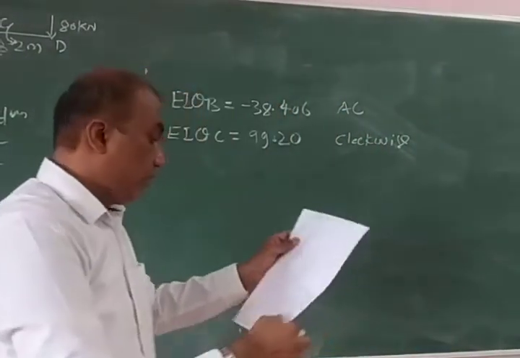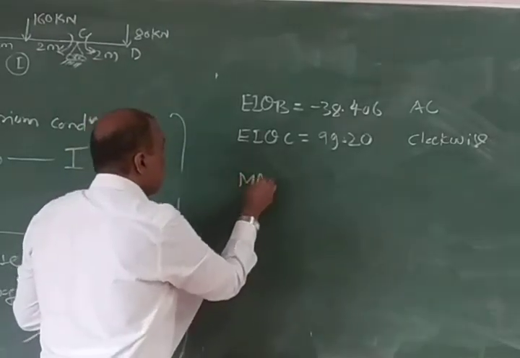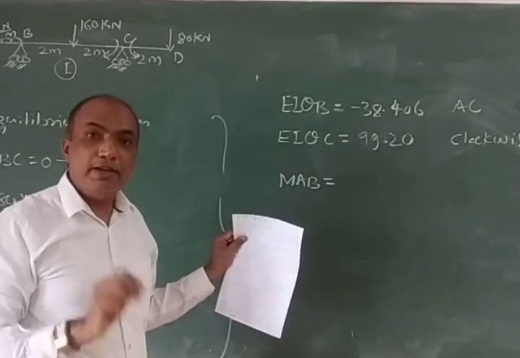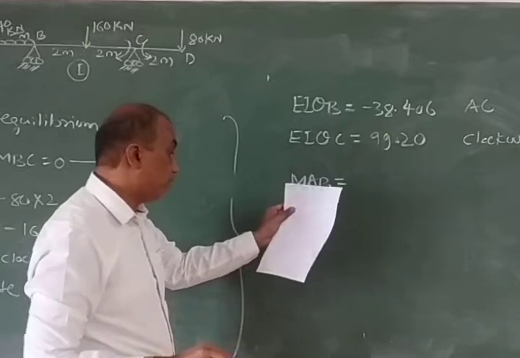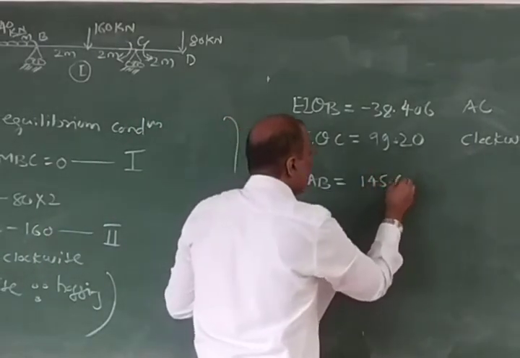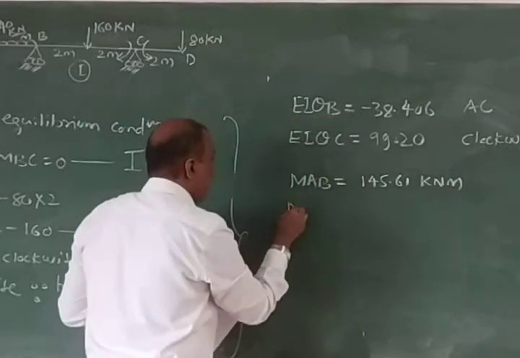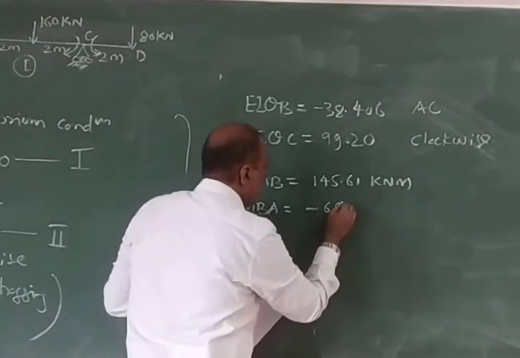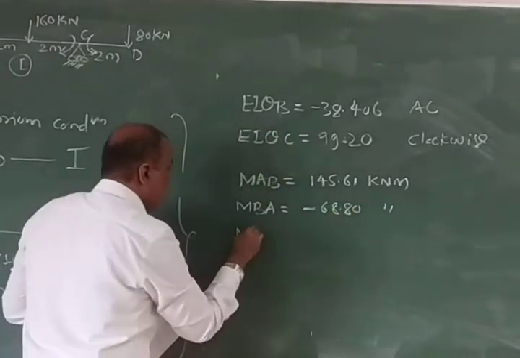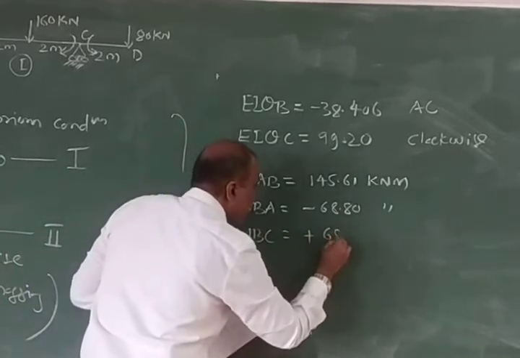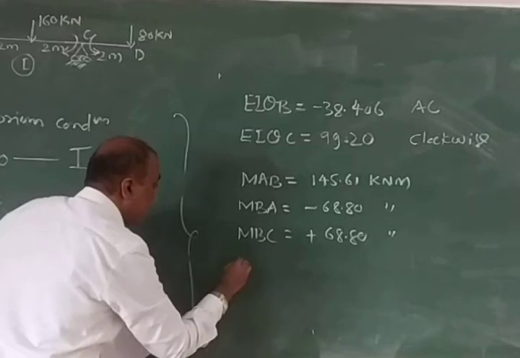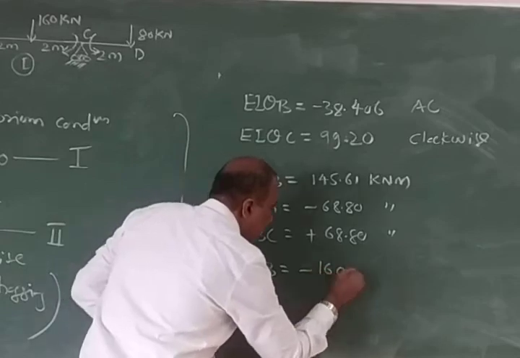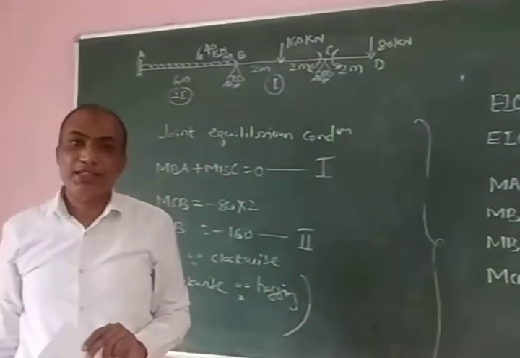So all of you note down MAB. Don't only look at this video, you need to solve this and enter the values in your notebook. That is more important. MAB is 145.61 kilonewton meter. MBA, all are in kilonewton meter only, MBA is equal to minus 68.8 kilonewton meter. MBC is equal to plus 68.8 kilonewton meter. And MCD is equal to minus 160, because you have already substituted minus 160, so you must get minus 160 kilonewton meter.